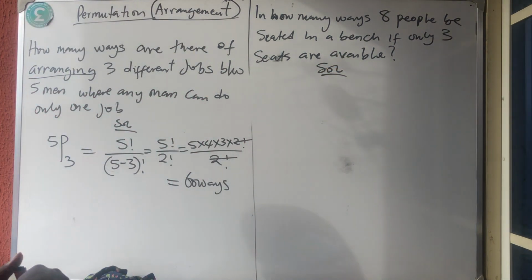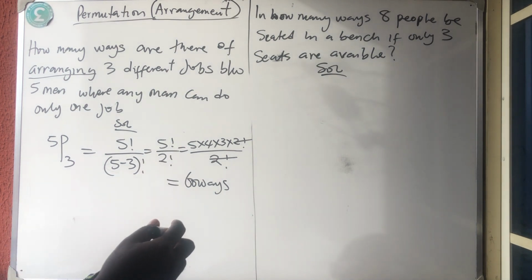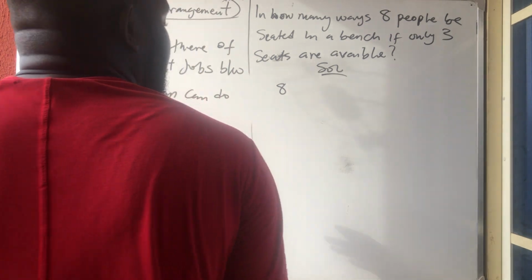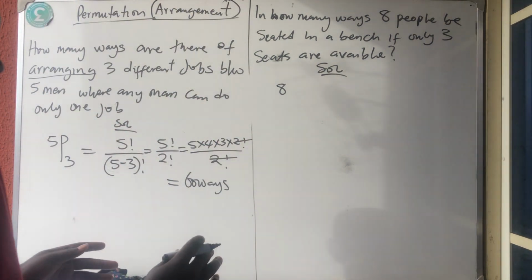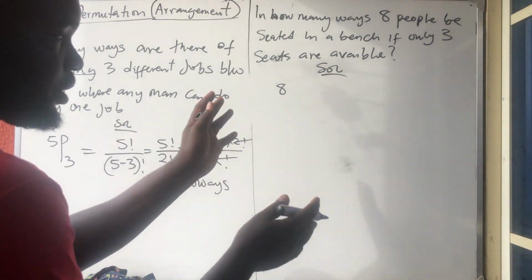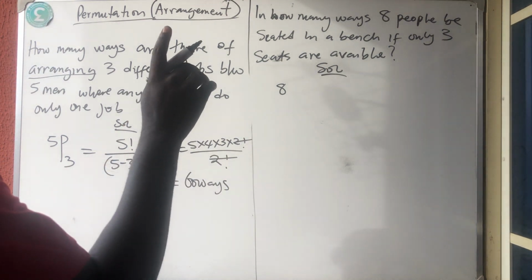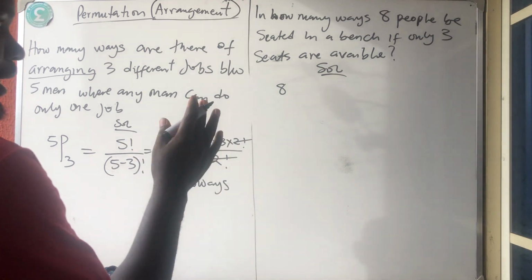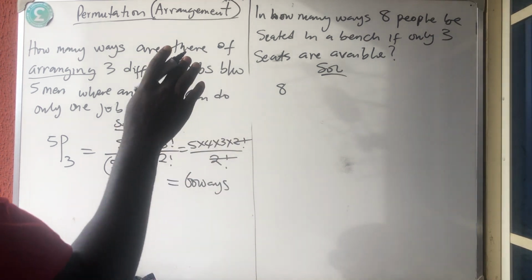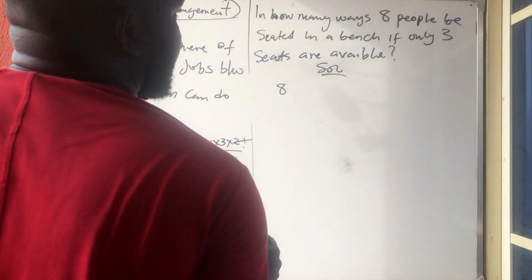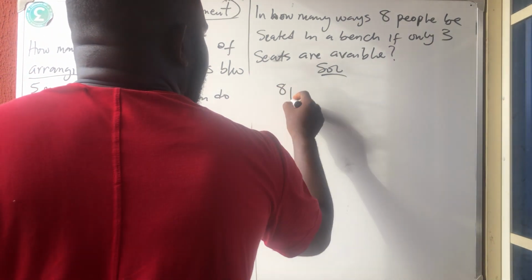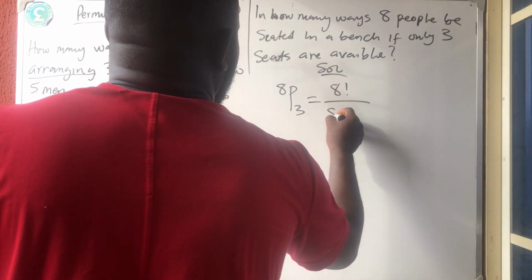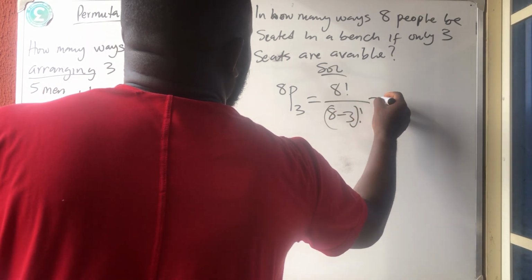Now we want to arrange 8 people. We're arranging 8 people, because people sitting in a seat is simply arranging them. You stay here, the other one stays here. We have 3 seats. They want to sit in a bench, and that bench can contain only 3 people. So I'm having 8 people being arranged by 3 seats. So what do we have? 8 factorial all over 8 minus 3 factorial.